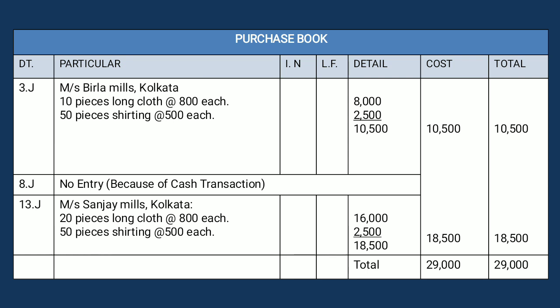Then we have Sanjay Mills, Kolkata: we purchased 20 pieces of long cloth at the rate of 800, and shirting at the rate of 500 each. The calculation is wrong there, it will be considered as 5 pieces of shirting. Now on the 13th January, so here it will be 250. Here you can see 16,000 plus 2,500 is equal to 18,500, and the total cost will be 18,500. So the total cost of the transactions is 29,000, so the total of the purchase is also 29,000. So we can write transactions like this.